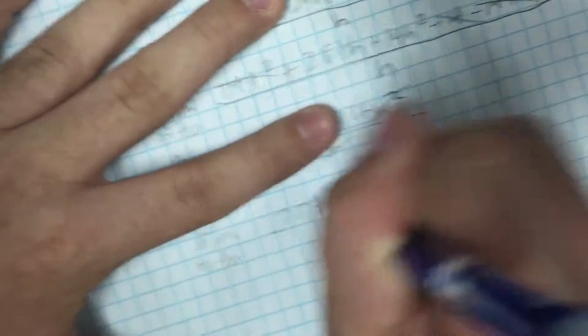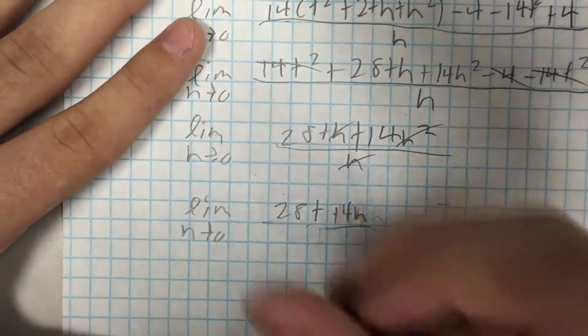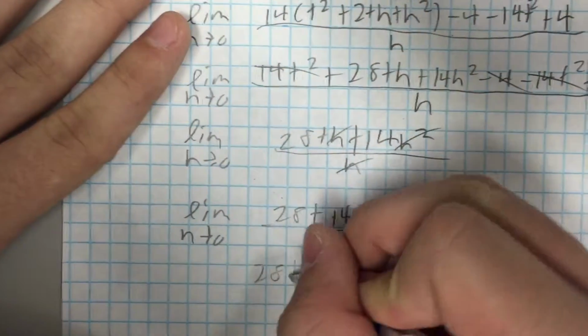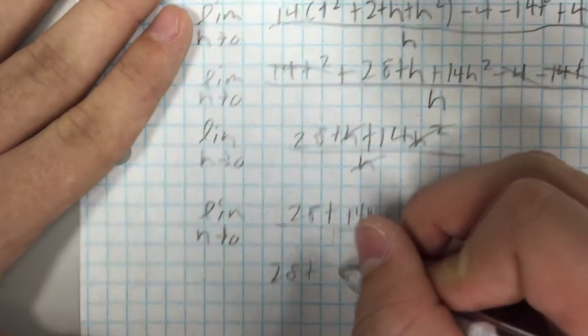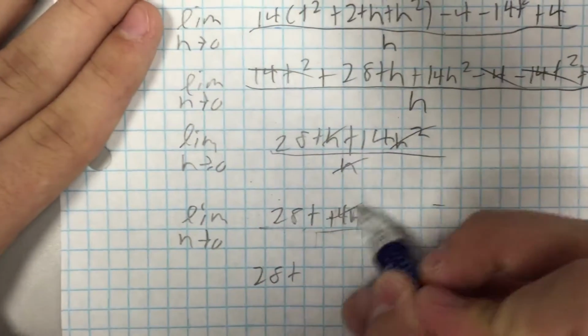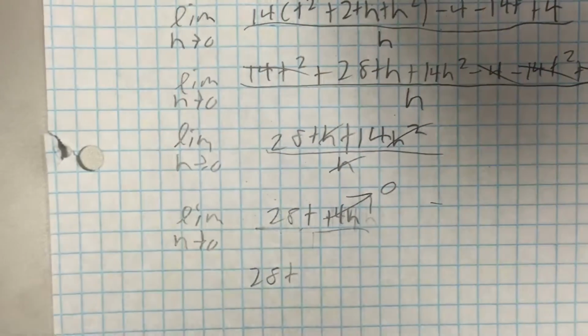You don't need to write the limit anymore. Now we're going to distribute our h, which will give us 28t, and then of course the 14h turns into 0 after you get that.